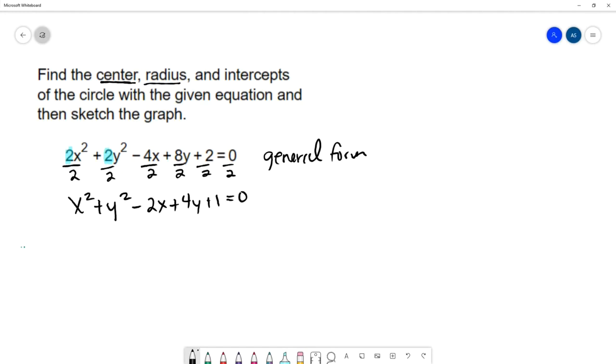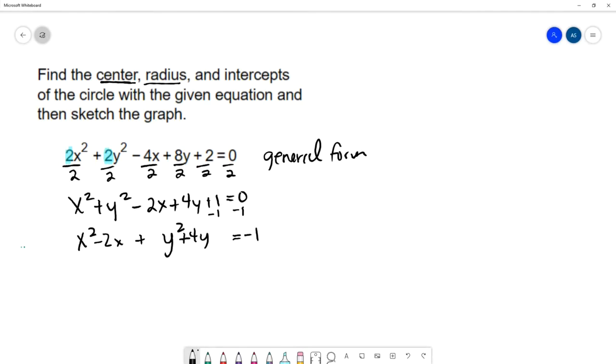And then I'm going to start to make this equation look more like standard form. Standard form has your x's grouped together, so I'm grouping the x squared and the 2x. It has your y's grouped together, so I'm grouping the y squared with the 4y. And I also want this constant, the 1, on the other side. So I'm going to subtract 1 on both sides.